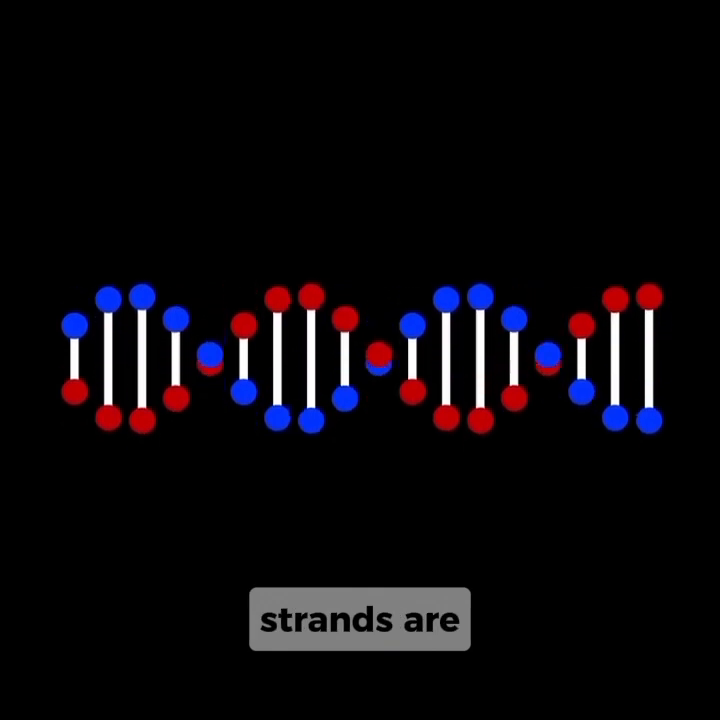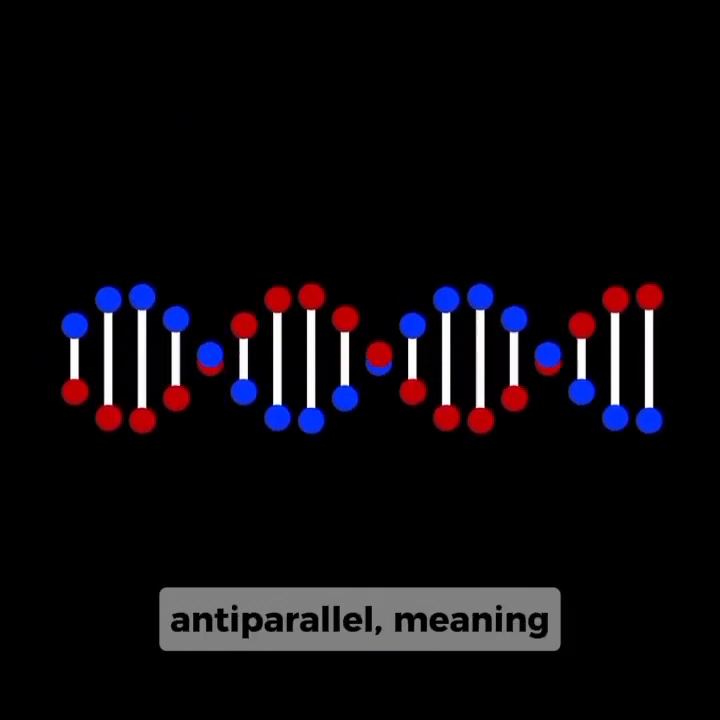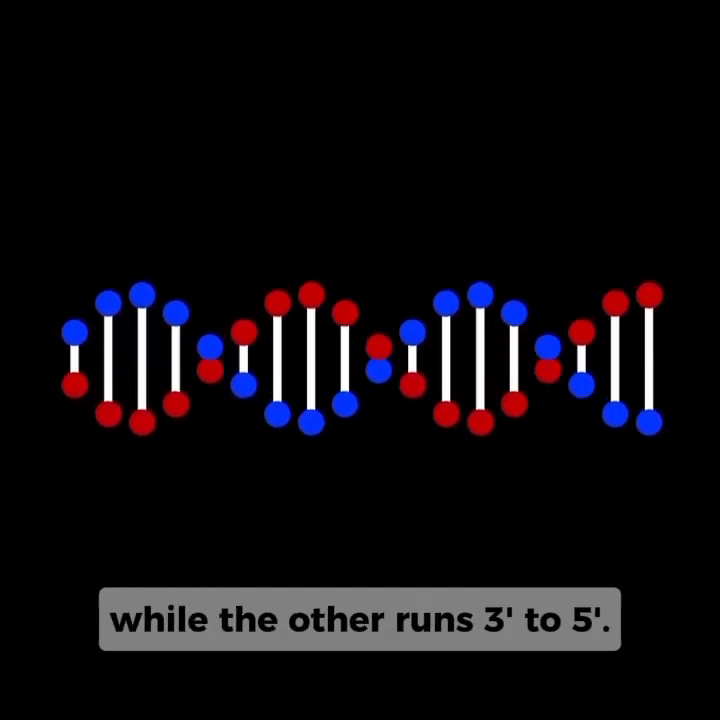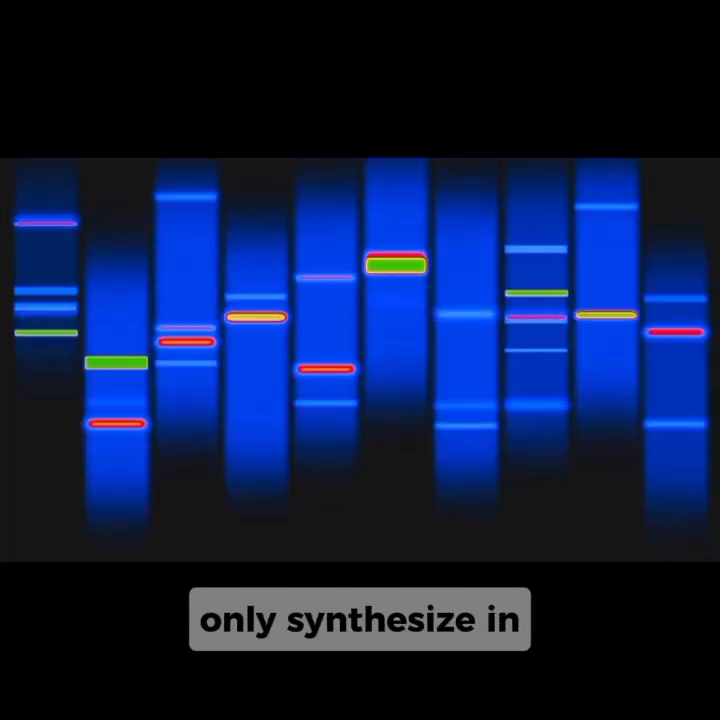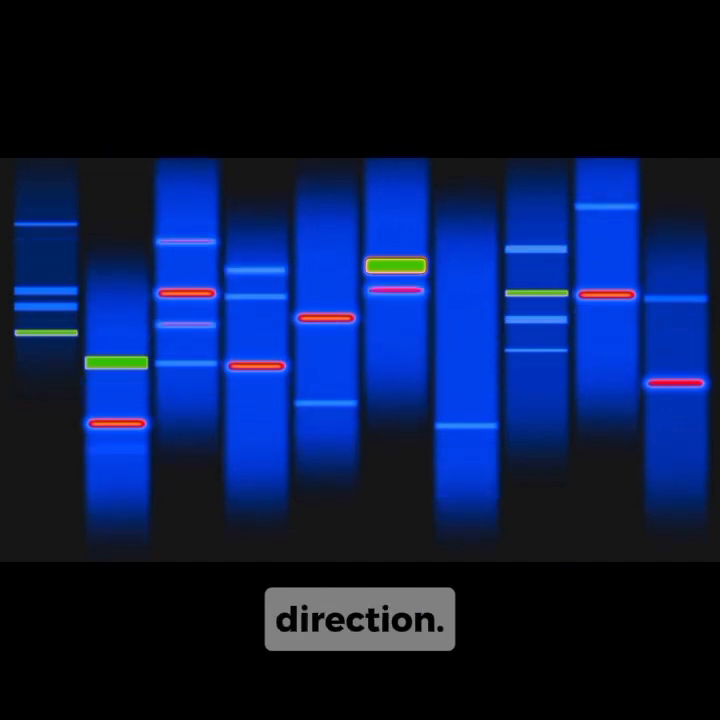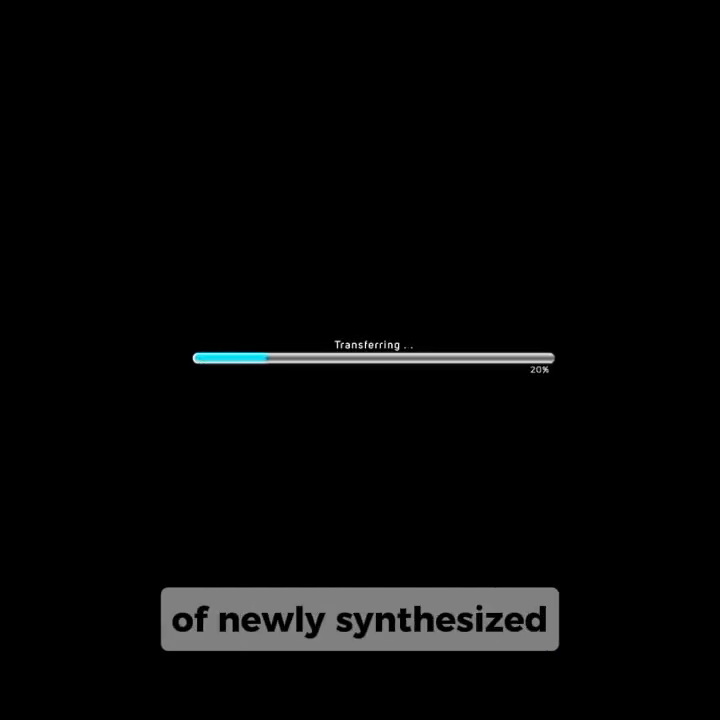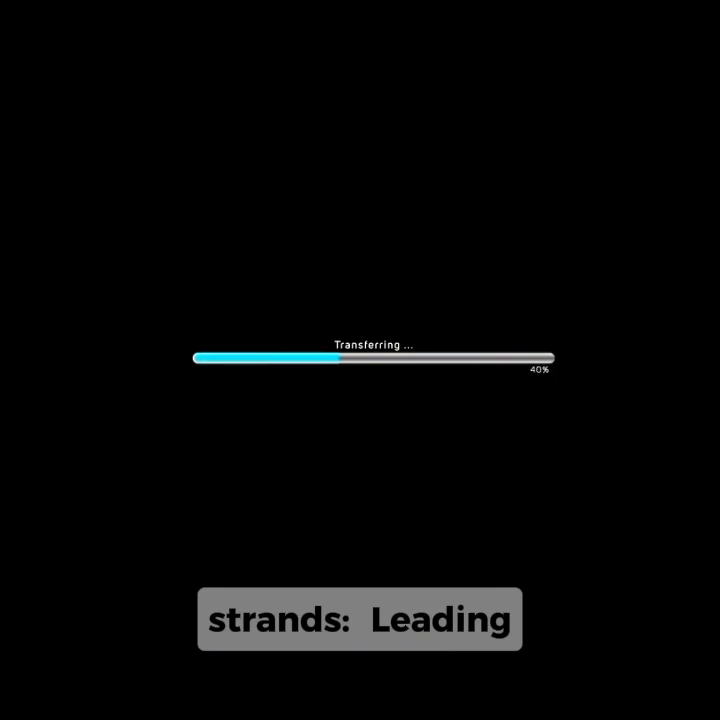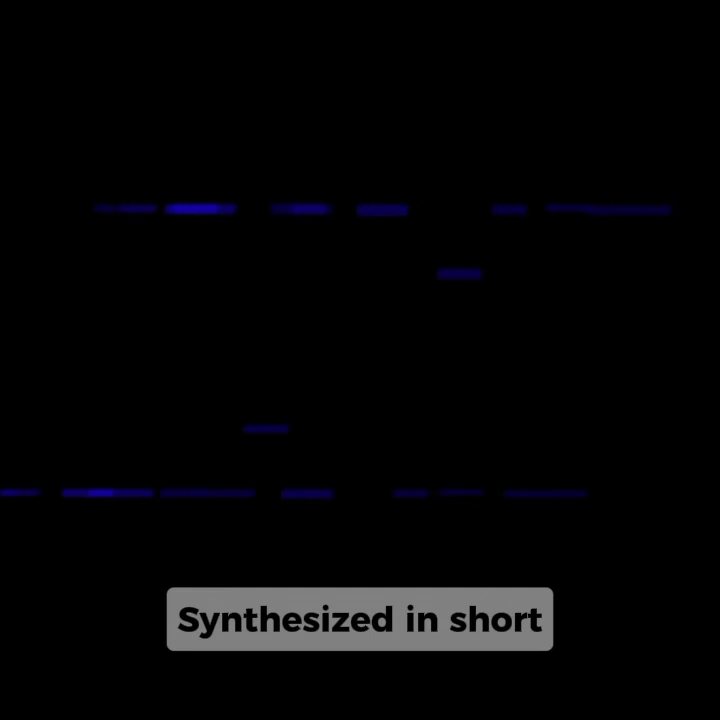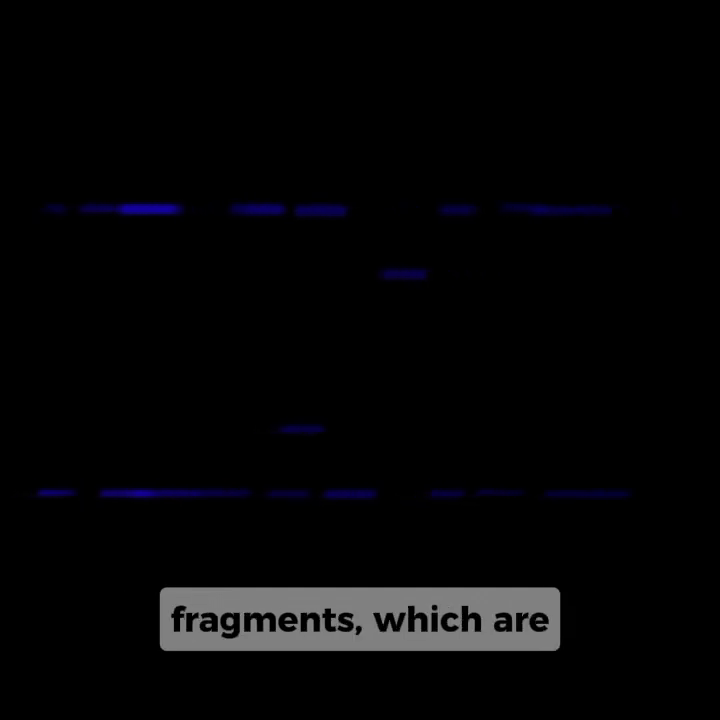Understanding DNA strands and directionality. DNA strands are antiparallel, meaning they run in opposite directions. One strand runs 5' to 3', while the other runs 3' to 5'. DNA polymerases can only synthesize in the 5' to 3' direction. This creates two types of newly synthesized strands. Leading strand: continuously synthesized. Lagging strand: synthesized in short segments called Okazaki fragments, which are later joined by ligase.